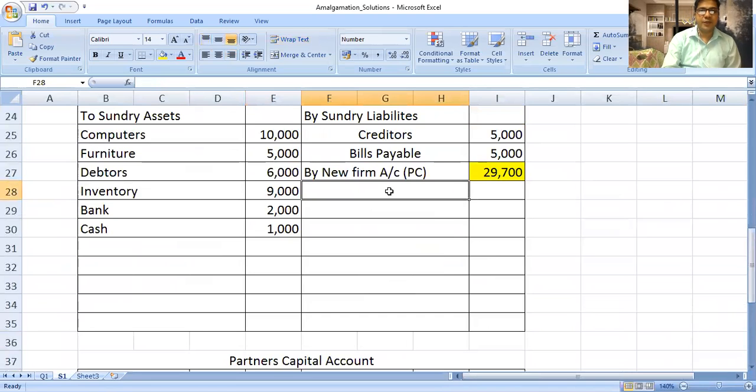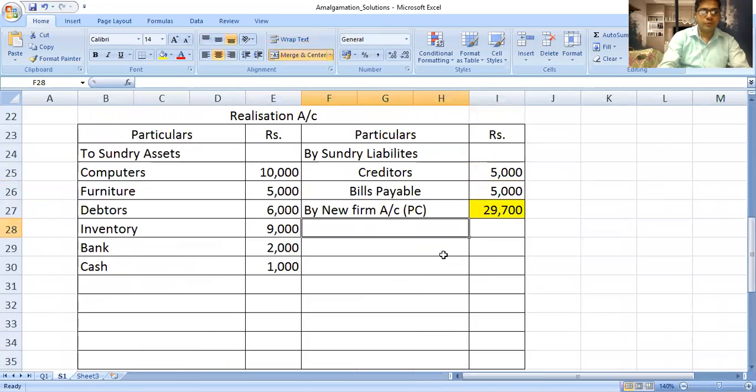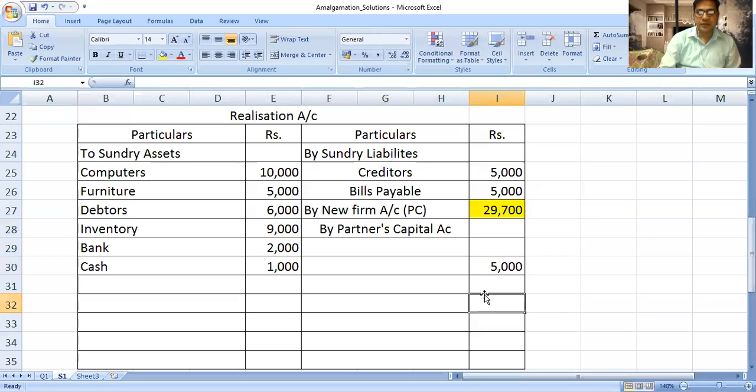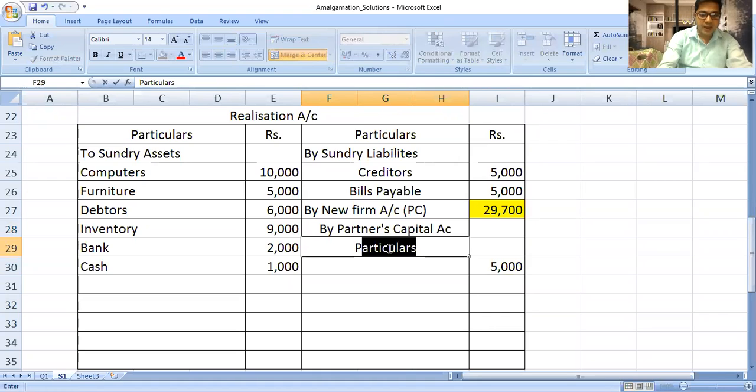Partners capital account debit to realization. So on the realization account credit side we have to show it by partners capital account, and we have to write here 5,000, and we will distribute it among the partners.